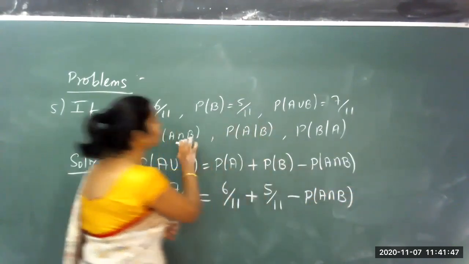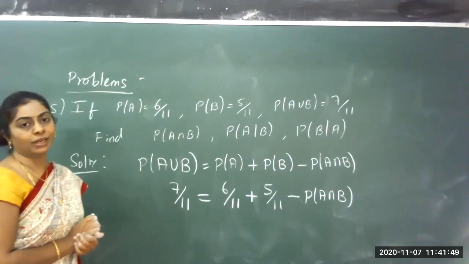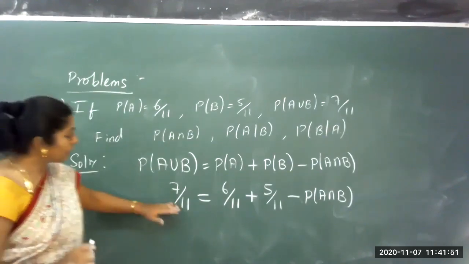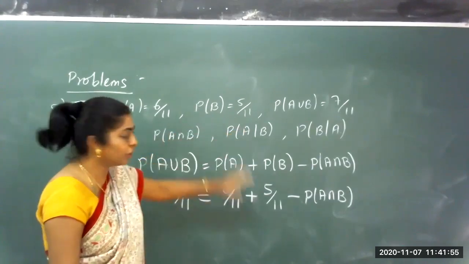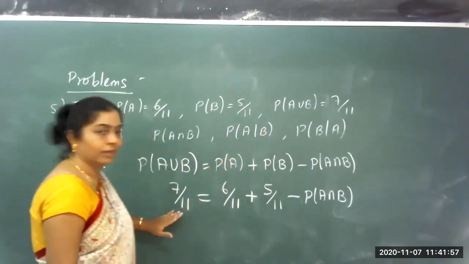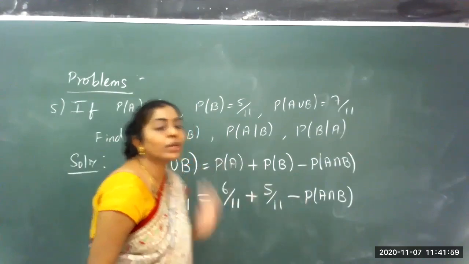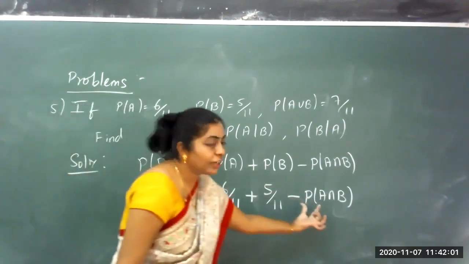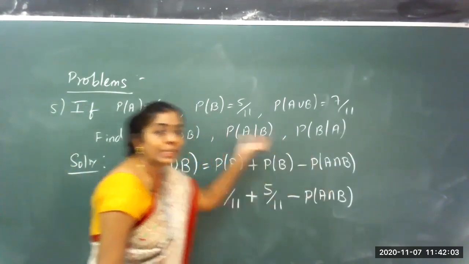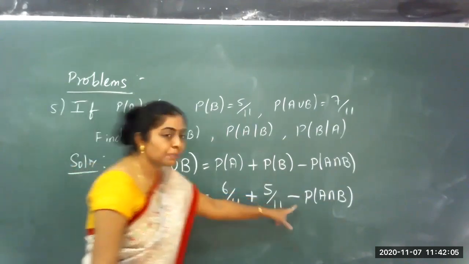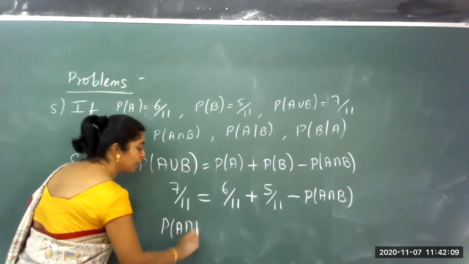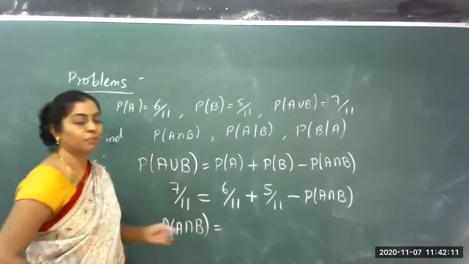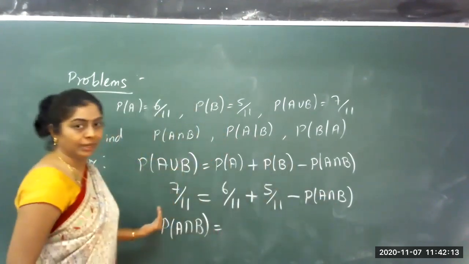B. Because this is the unknown, I don't have the value for it. I try to rearrange it. The remaining three are given. I substitute probability of A and probability of B, but the intersection is unknown, and I try to find it. Since I have to find the value of this, I shift it to the LHS. Since minus is there, when I shift it, it becomes positive. Probability of A intersection B, I take back to the end.